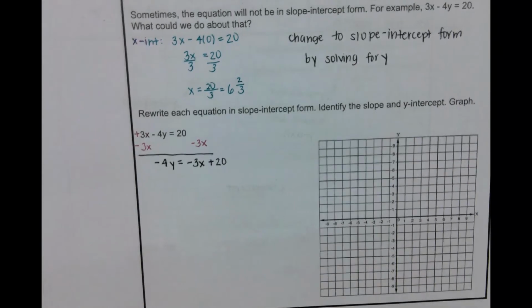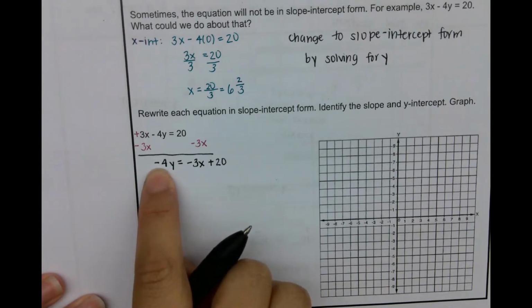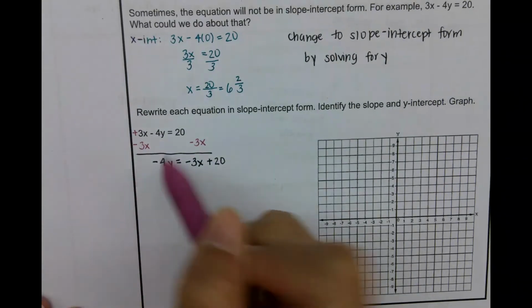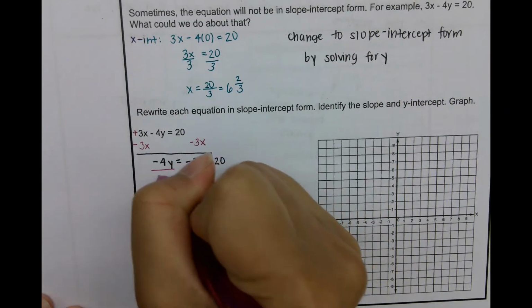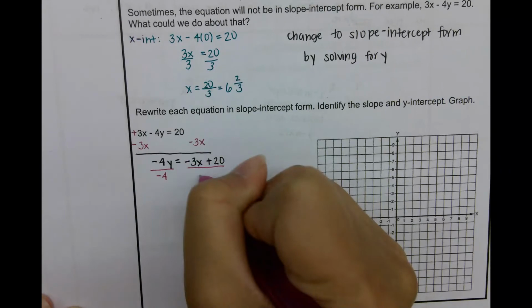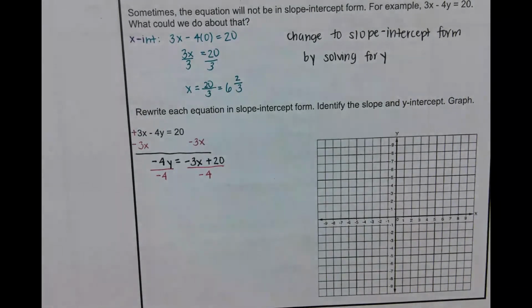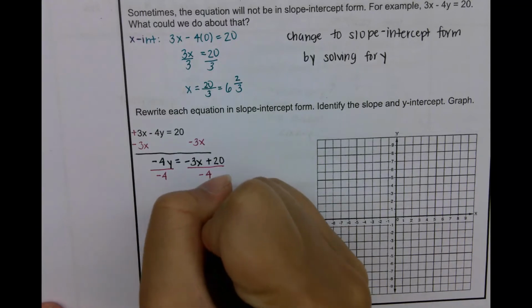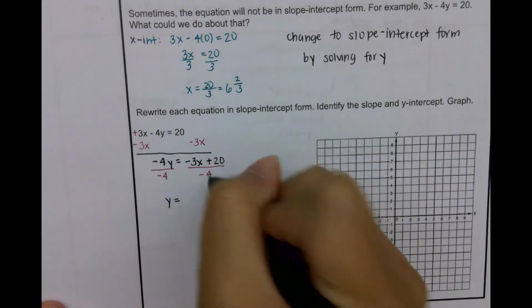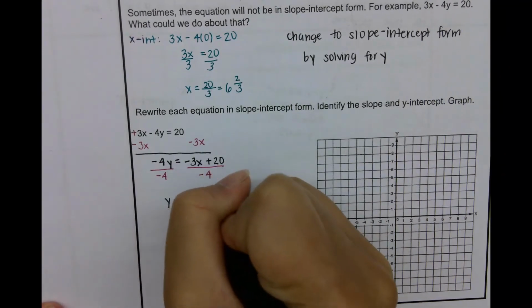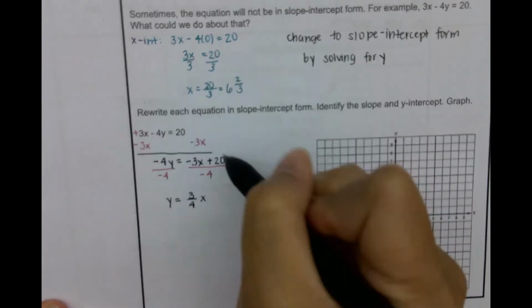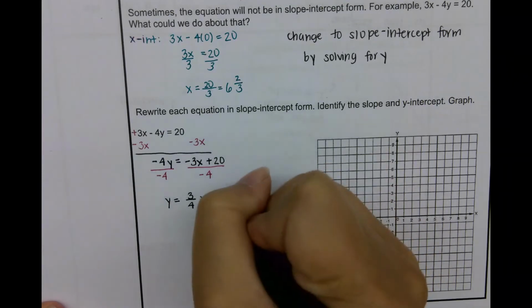Then I'm going to get rid of this negative 4. Since I'm changing it into slope-intercept form, I solve for y. I'm going to get rid of this times negative 4 by dividing by negative 4. Negative 4 divided by negative 4 is 1, so 1y. Negative 3 over negative 4 becomes positive, so positive 3/4 x. And then 20 divided by negative 4 is negative 5.